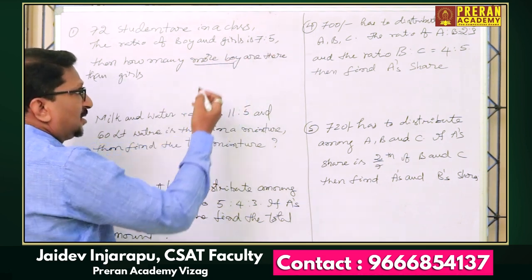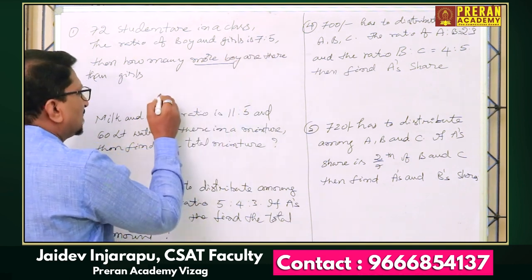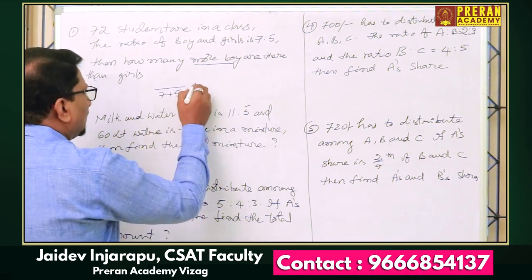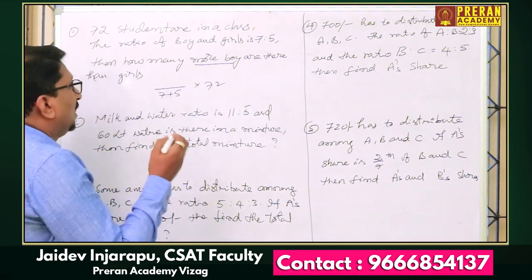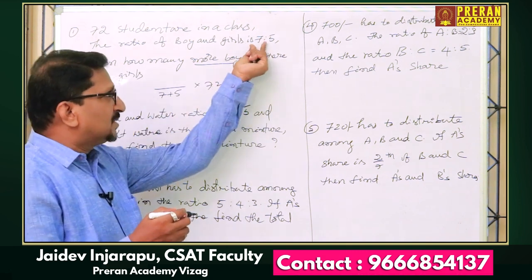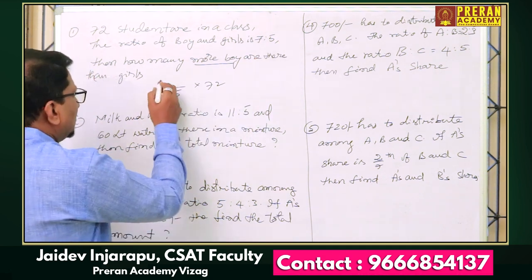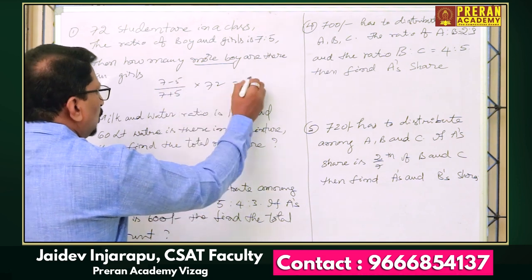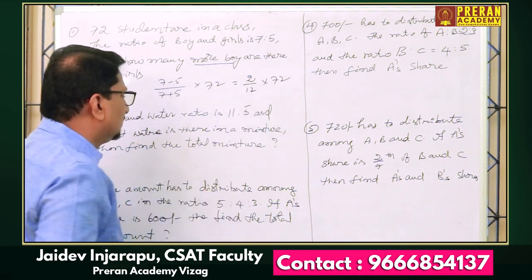How many parts are there? Totally 72 students are there. So these 72 students are 7 plus 5. So 12 parts are there. Okay, this is 72. Now, how many more boys are there? Actually, 7 parts are boys, 5 parts are girls. So the difference is 7 minus 5. You need to calculate 2 by 12 into 72. I am repeating once again.